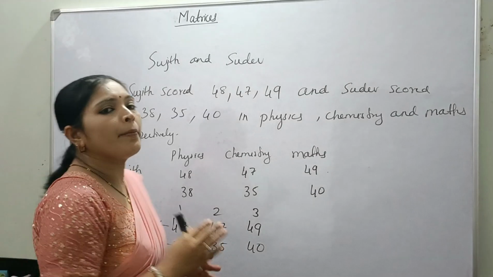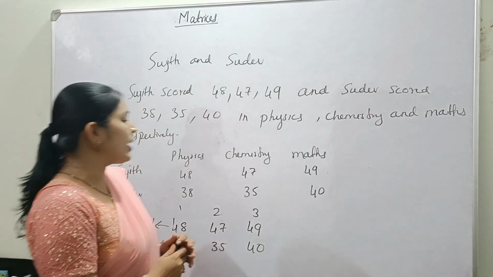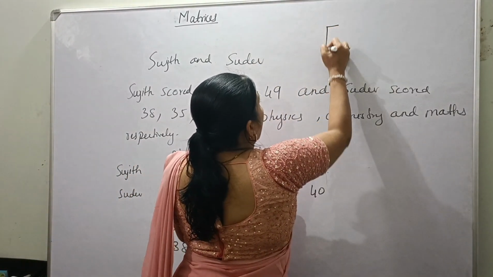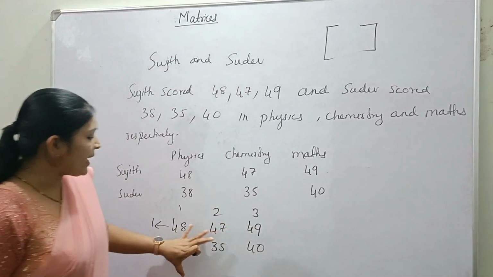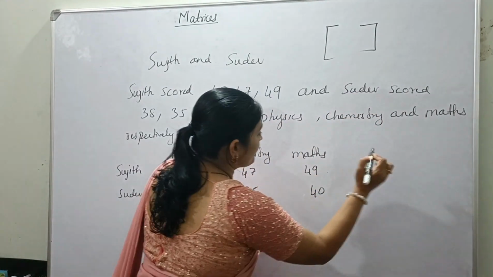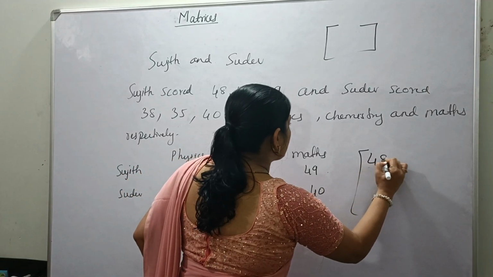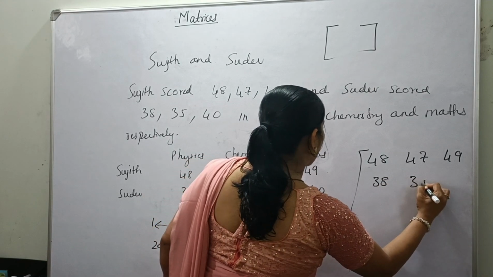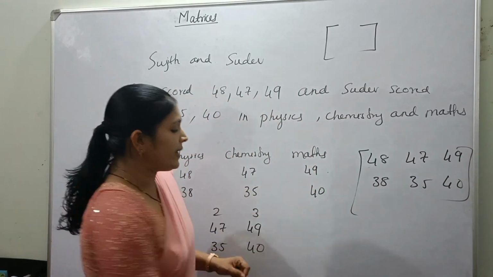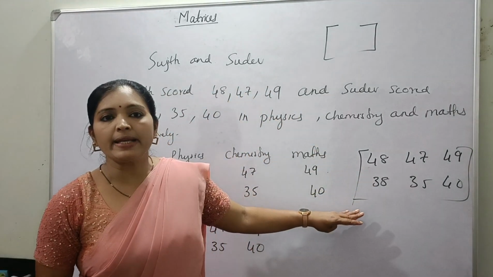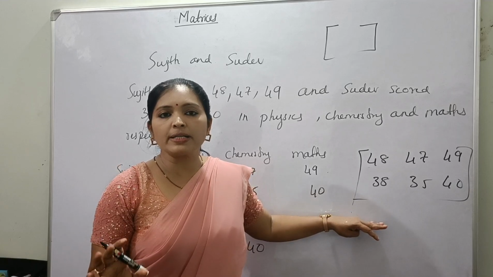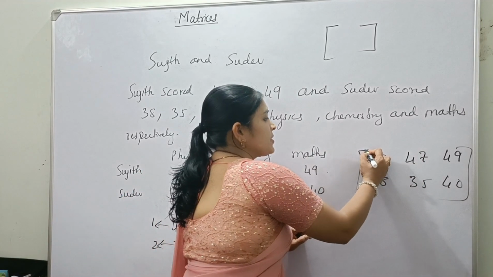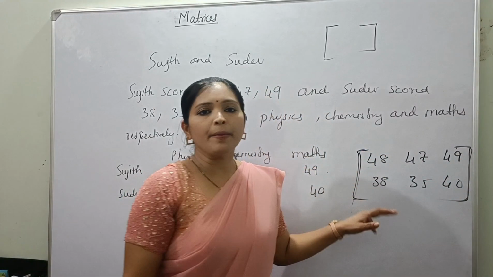So once again I am defining matrix. Matrix is a rectangular array of numbers or functions enclosed by the bracket, this closed bracket. So we can write this information in this form: 48, 47, 49, 38, 35, 40. So it is the matrix. A matrix is a rectangular array of numbers or functions arranged in rows and columns enclosed by the bracket. See this bracket. It is the matrix.